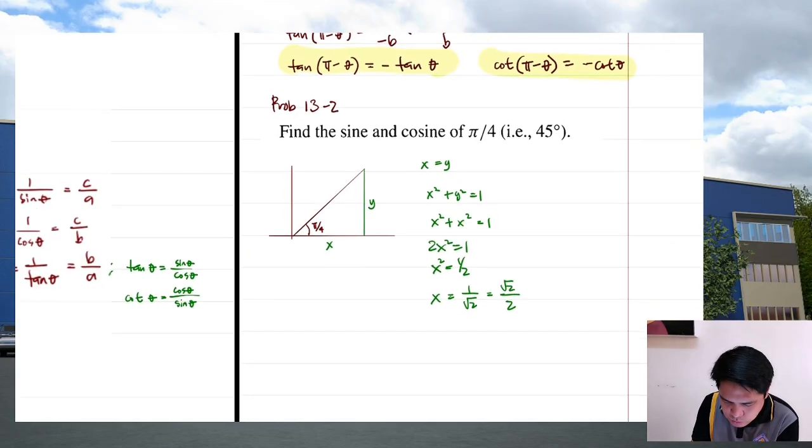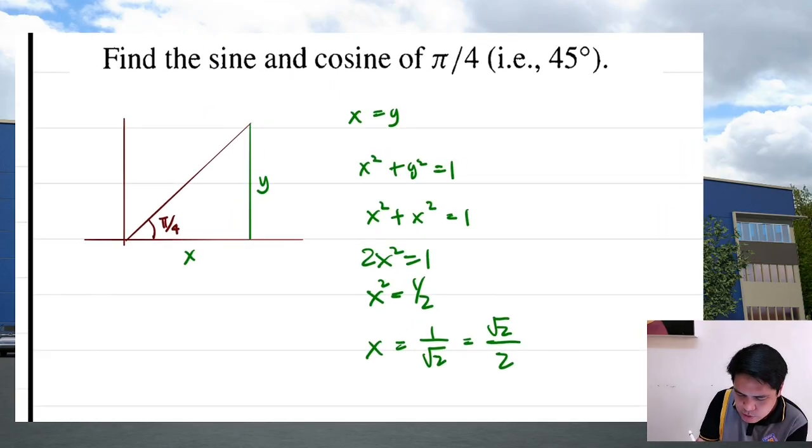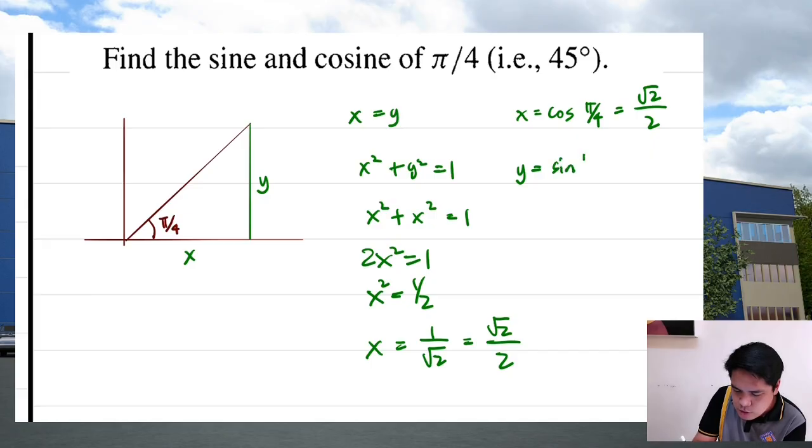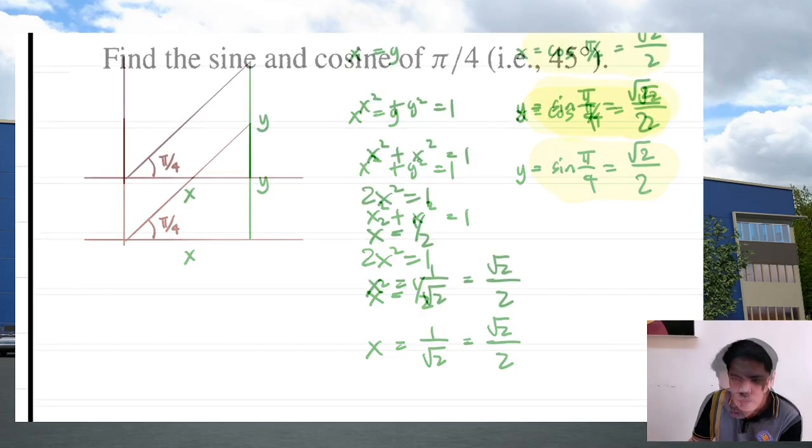Okay, so this is now the value of x, and we know that x is equal to cosine t, in our first triangle. So this time, the angle is pi over 4. x is cosine pi over 4, which is equal to square root of 2 over 2. And sine, or y, which is equal to x, is sine pi over 4, which is also equal to square root of 2 over 2. So that's it. So these are the values of sine and cosine without using a calculator. Now let's try another one.